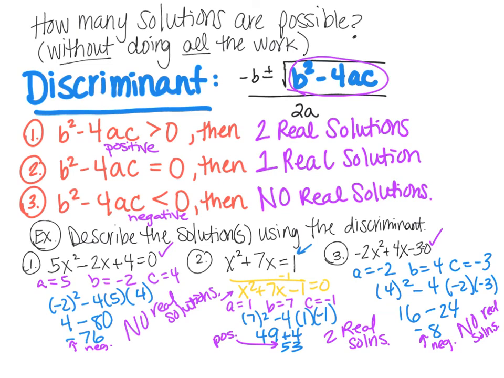I'm going to have 3 cases. That number could be positive, meaning that it's greater than 0. It could be equal to 0, or it could be less than 0, negative. Okay, in those scenarios, I need to remember what type of solutions I would get. Are there 2 real, 1 real, or no real solutions?